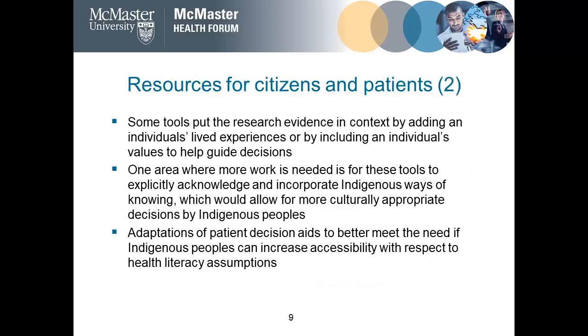Some of the tools just mentioned help to put the research evidence into a better context for citizens to understand by incorporating individuals' lived experiences, such as their experience in accessing primary care services or in accessing follow-up cancer care services, or by eliciting an individual's values that can help them guide their decisions, such as how their cultural beliefs may impact the treatments they choose to go forward with.